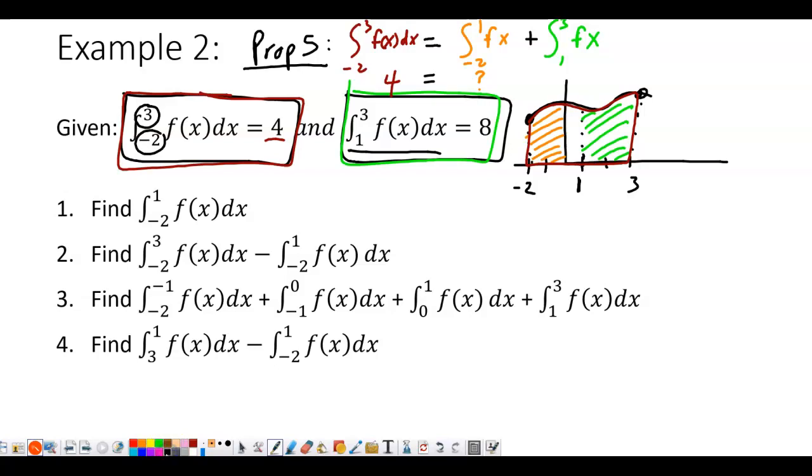But they did tell me the area of the green region. The green region from 1 to 3 is right here. It's 8. But here's the thing. Don't you guys see? We can very easily find out what that orange region is now. If blank plus 8 equals 4, then I can figure out what that blank is. We can just do some basic math. So 4 is equal to blank plus 8. So let's just subtract 8 on both sides and we can get our blank. So that missing area now we know is -4.